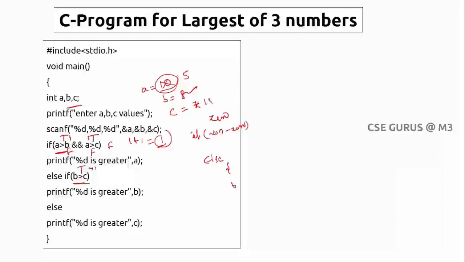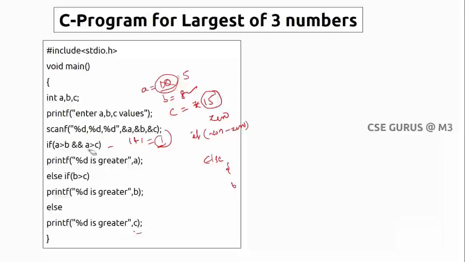Okay, take another constraint. Here I'll take 15. So 5, 8, 15, you have to get 15. You can see 5 is greater than 8, false. 5 is greater than 15, of course false. Here it comes, 8 is greater than 15, false. So here in the else part, 15 is your answer.